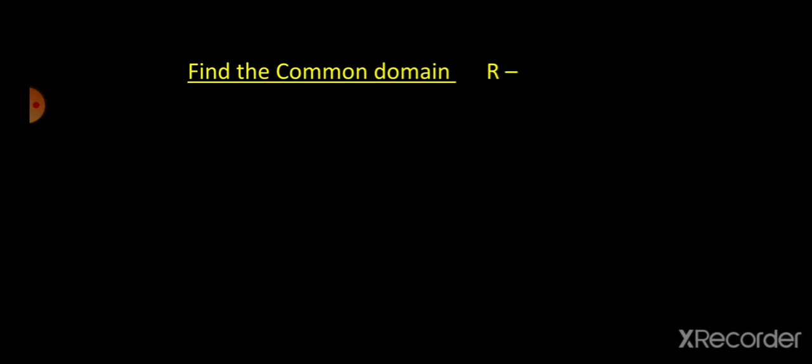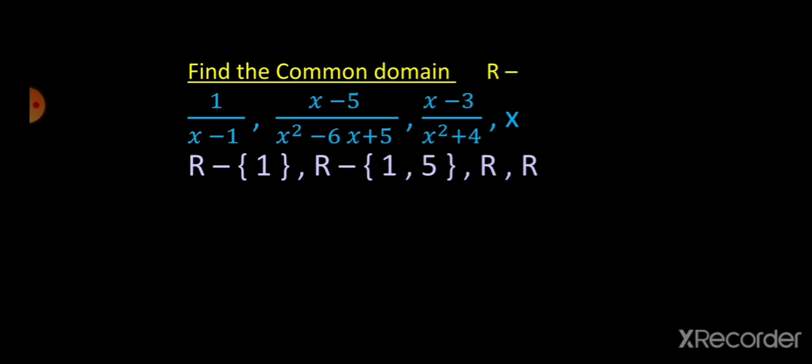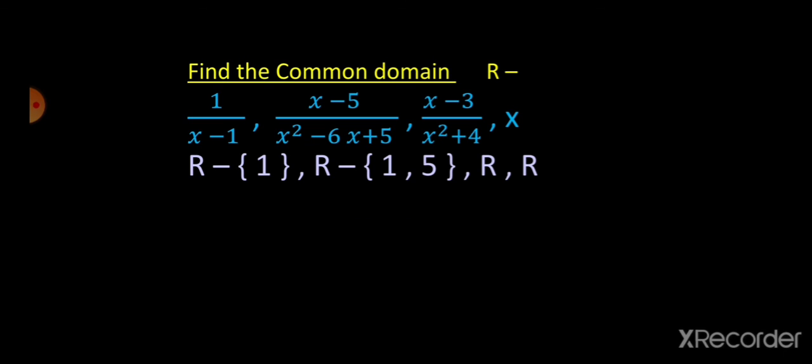Let's see the next point. Find the common domain. If we have more than one fraction, find the domain of each one, and after that, take the intersection of their domains. Let's see the first one, R except 1, and the second, if we factorize it, will be R except 1 and 5. And the last one is R, as the denominator doesn't have any solution. So the common domain here is R except 1 and 5. To find the common domain between fractional functions, we combine their domains.